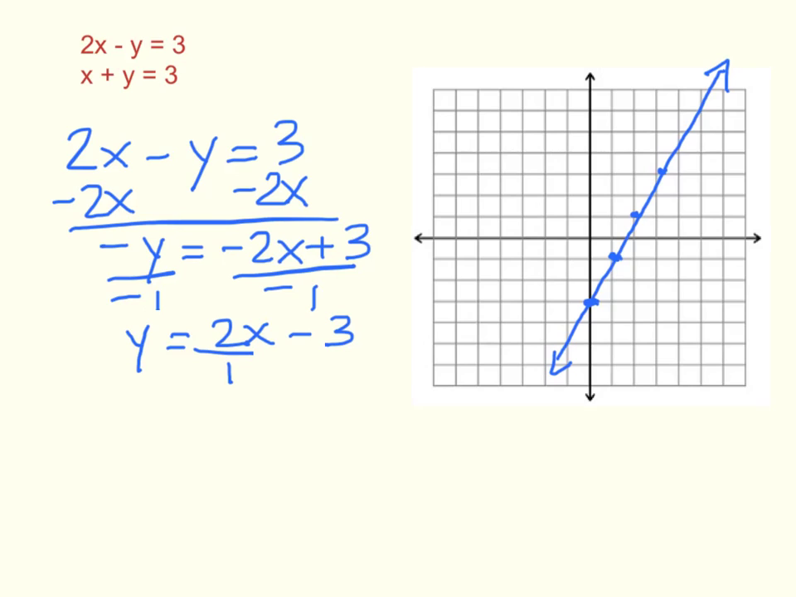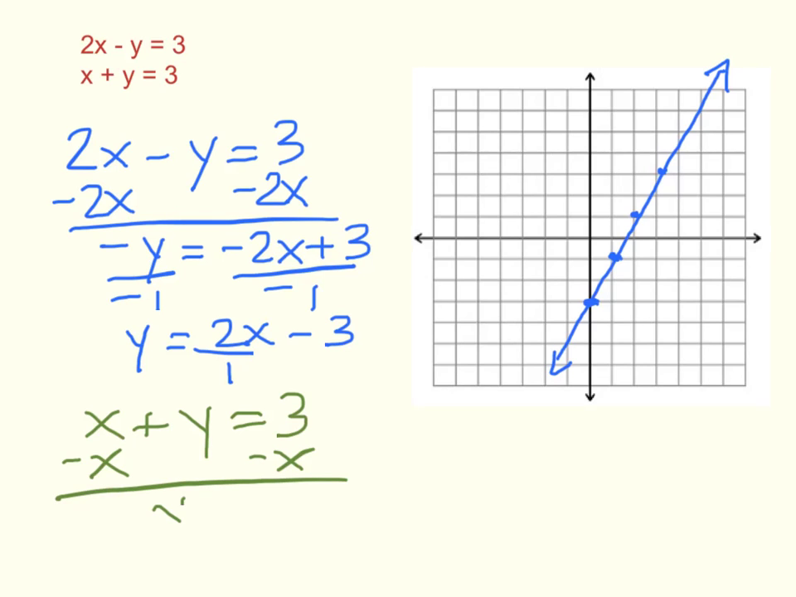Okay, the next line I'm going to do in green. So I have x plus y equals 3. So to get y by itself, I'm going to subtract x. And I get y equals negative x plus 3. So I'm going to start up 3 on the y-axis. And then my slope this time is negative 1 over 1. So I'm going to go down 1 and over 1. And down 1 and over 1.